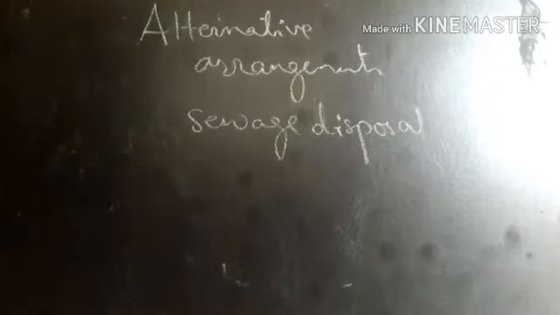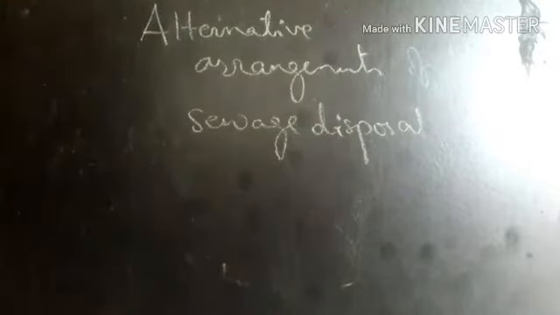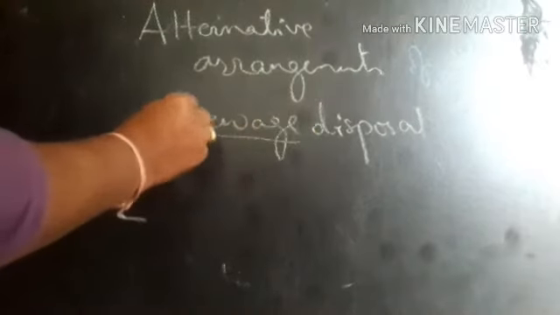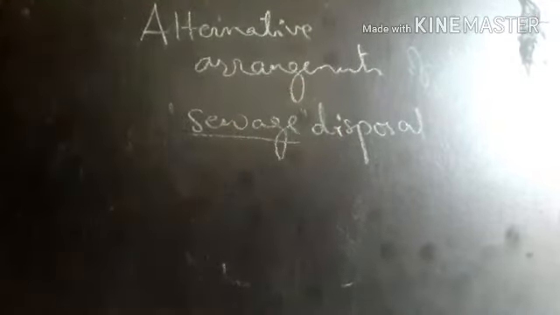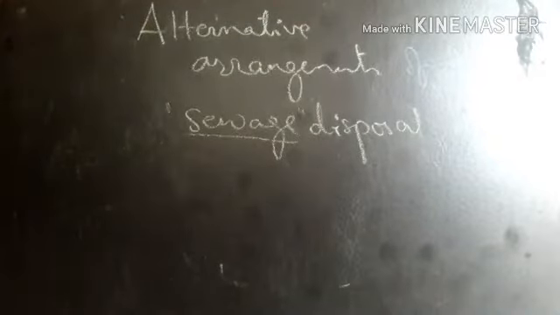Today we are going to learn about alternative arrangements of sewage disposal. In the previous class we discussed what sewage actually is, how we have to drain out the sewage from our locality, and how the drainage system is arranged. We learned all about them. Now in this topic we are going to learn the alternative arrangements.